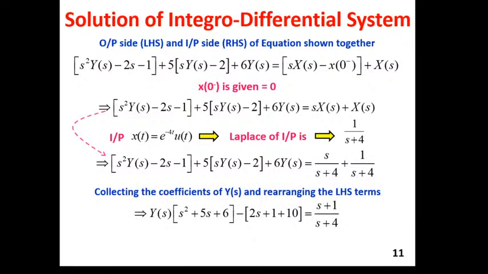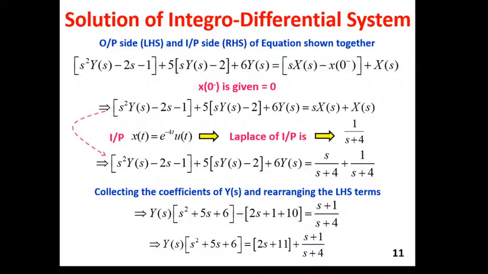Now the coefficients of Y(s) are collected together. On the left side, the output side, we get Y(s) times (s square plus 5s plus 6) minus (2s plus 11). Actually this 2s plus 11 is taken to the right side. Now this equation is very significant because Y(s) has all its coefficients s square plus 5s plus 6, generated from the simple Laplace transform. Now what is 2s plus 11?